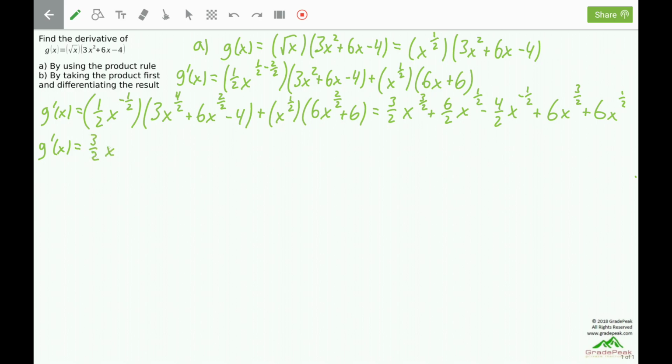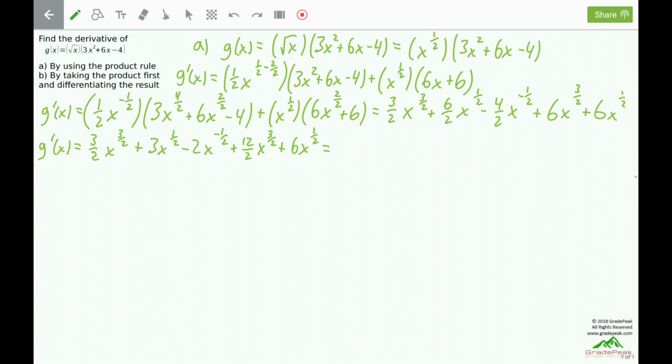3/2 x to the 3/2, plus 6 over 2 is 3, x to the 1/2, minus 4 over 2, which is negative 2, x to the negative 1/2, plus 6, which I'm going to rewrite over 2 so I can combine the 6x to the 3/2 and the 3/2 x to the 3/2, the 2x to the 3/2 terms. Let's write that as 12 over 2, x to the 3 halves, and then we have plus 6x to the 1 half.